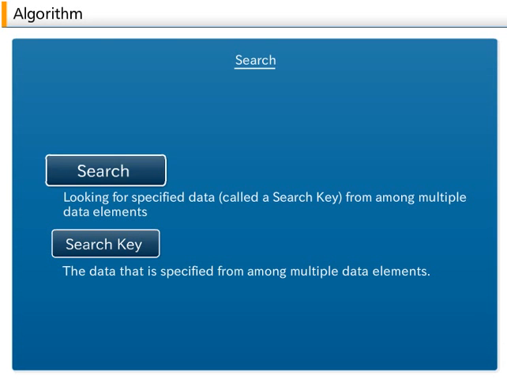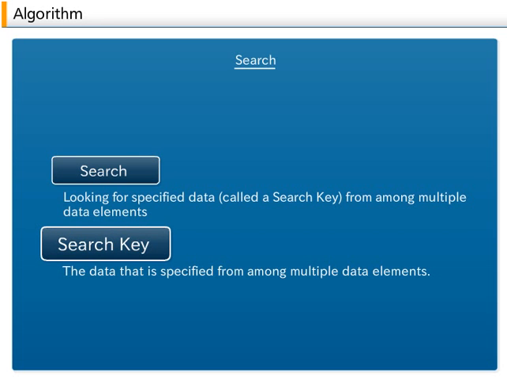Two. Search. Search means looking for specified data, called a search key, from among multiple data elements. The data to be searched may be represented in a data structure, such as an array, list structure, or tree structure. However, here we will explain an example that uses an array.